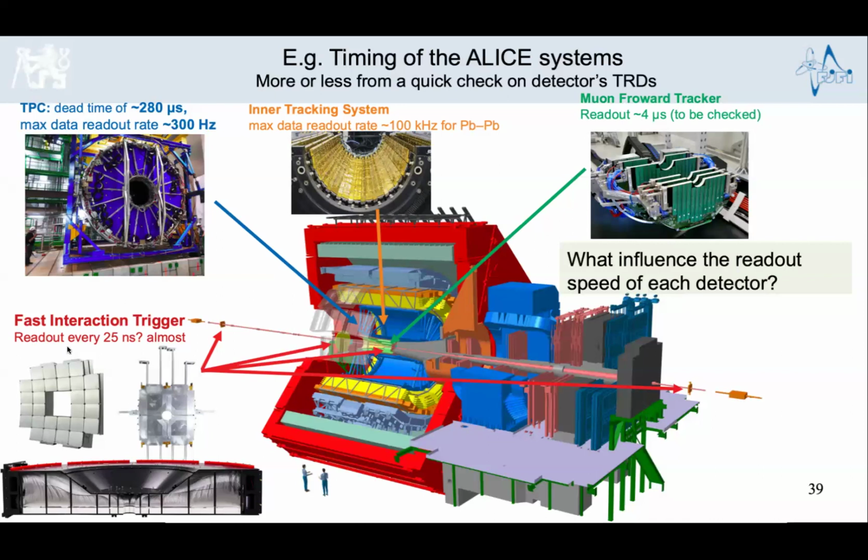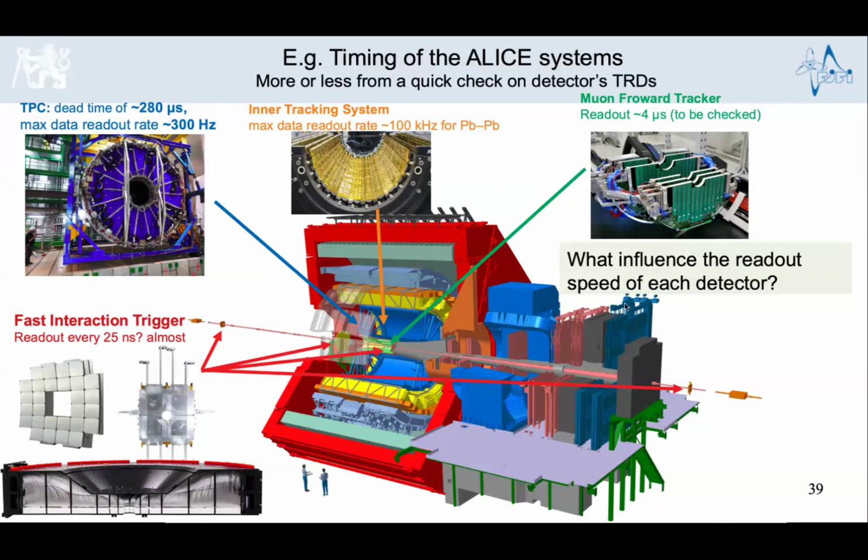In principle, the fast interaction trigger, which is the main trigger of ALICE, is made of fast technology detectors. This one here is a Cherenkov detector, and the other two systems are made of plastic scintillator, and they are able to read out at almost 25 nanoseconds. Actually, this is the minimum bias trigger of ALICE, which has the minimum conditions to tell the whole system to read out the information that they got from the collision.